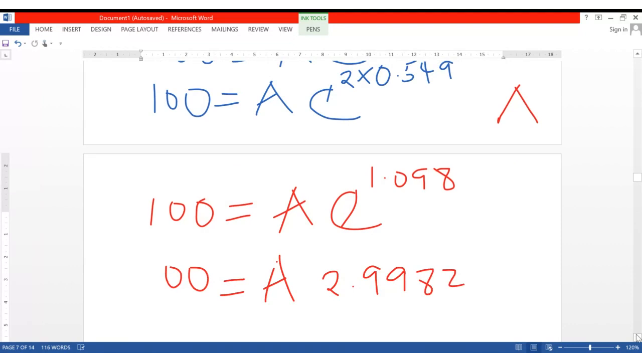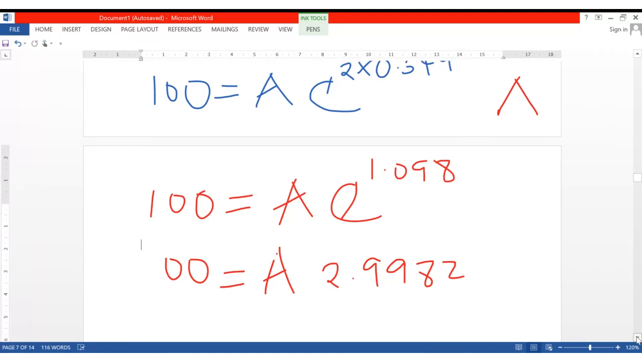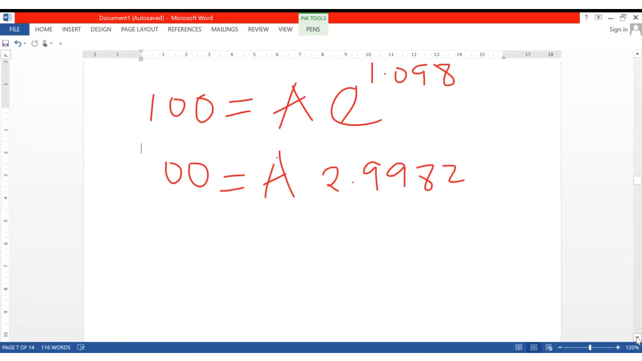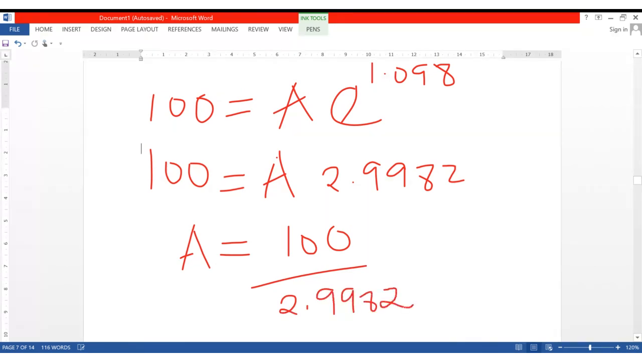Here now I need the value of a. If I need a, this is 100. So a will be given by 100 divided by 2.9982. Let's see what I'm getting. 100 divided by answer. I'm getting 33 point what? 0.35.